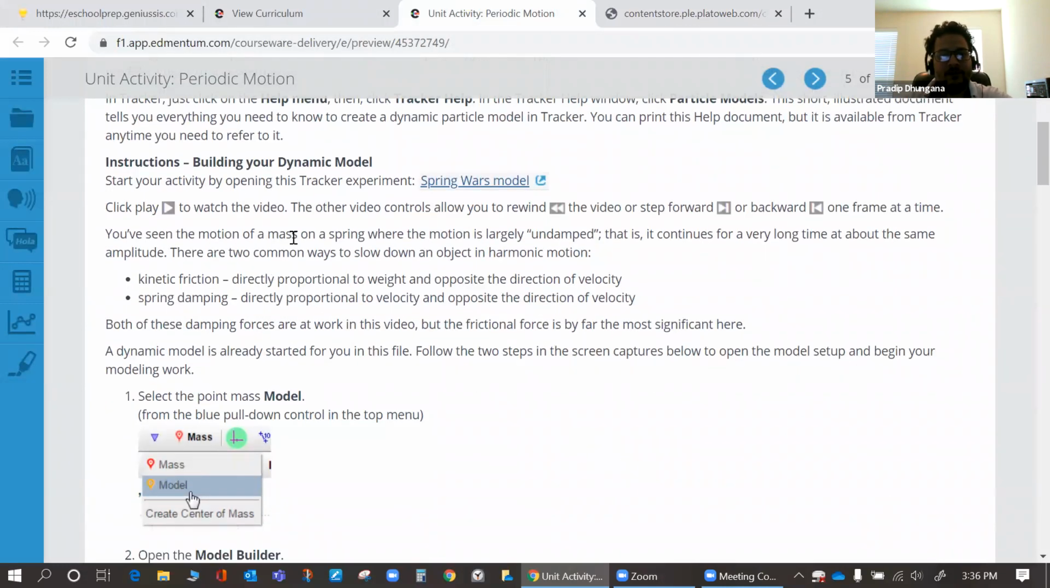You have seen the motion of a mass on a spring where the motion is largely undamped, that it continues for a very long time at about the same amplitude. There are two common ways to slow down an object in harmonic motion. In our case, there are two types of force that will slow down our motion. The first one is force due to friction, or kinetic friction. The second one is force due to spring damping.